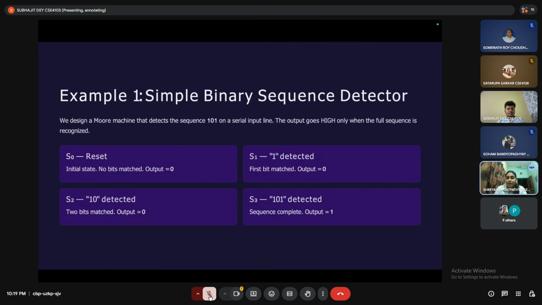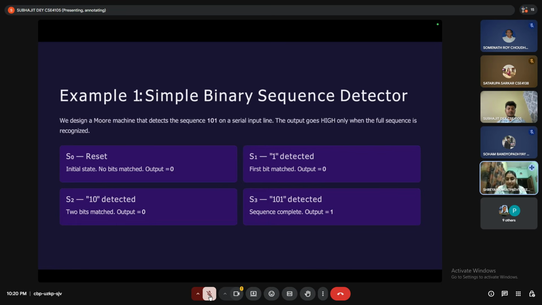This slide breaks down the design of a machine specifically built to find the sequence 101. The machine uses 4 distinct states to track its progress. S0, the initial, reset state where no bits have been matched yet. Output is 0. S1, reached when the first 1 is detected. Output still 0. S2, reached when 10 has been detected in order, and the output is 0.